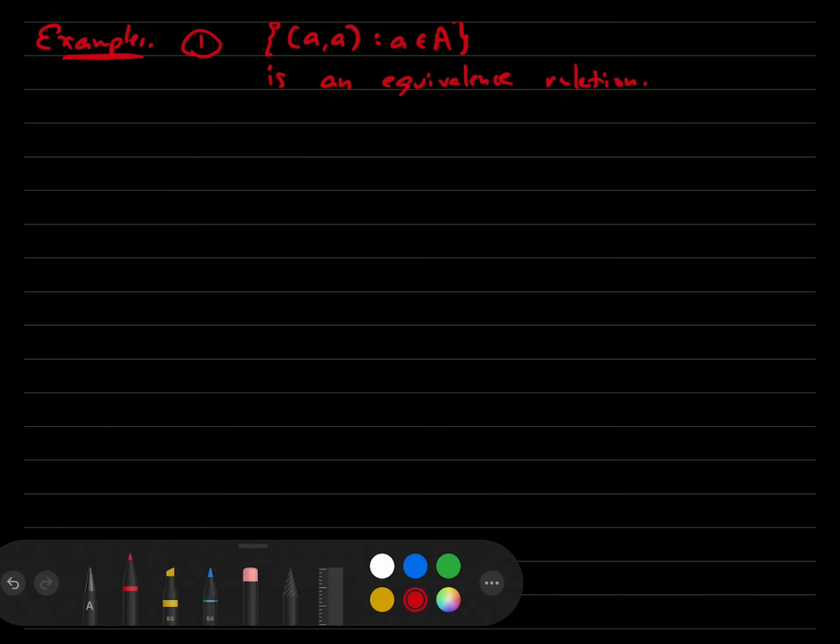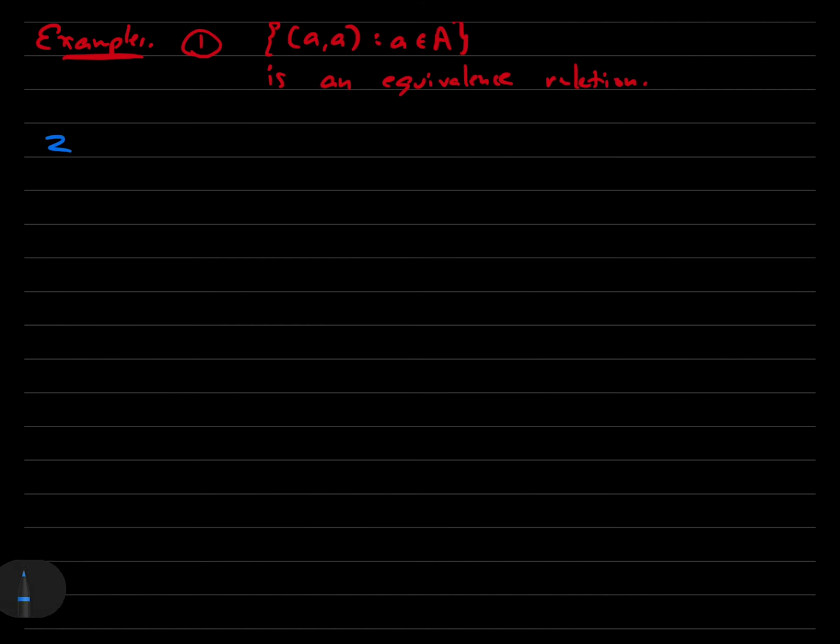Here are some examples. Recall from last time, we talked about the diagonal relation, which is the set of all pairs (a, a) when a ranges over A. That's an equivalence relation, which is pretty easy to see. Here's another example. Let's let A be the integers, and we say that x relates to y if and only if y minus x is even, which is equivalent to saying 2 divides y minus x, which is of course equivalent to saying that x equals y mod 2.